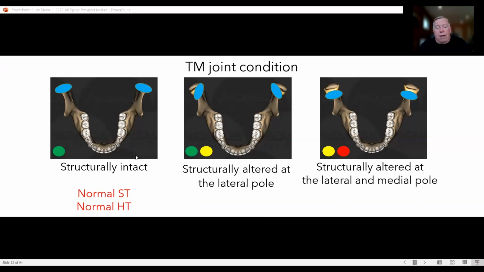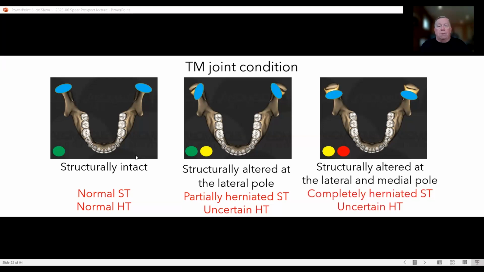Now, in the green cases, we're going to have normal soft tissue and normal hard tissue. In the green-yellow, basically, we're going to have a partially herniated disc attached on one side, off on the other. We're not sure about the bone. We're pretty sure the bone on the medial aspect is going to be good because it's still protected, but we're not sure about the lateral aspect.